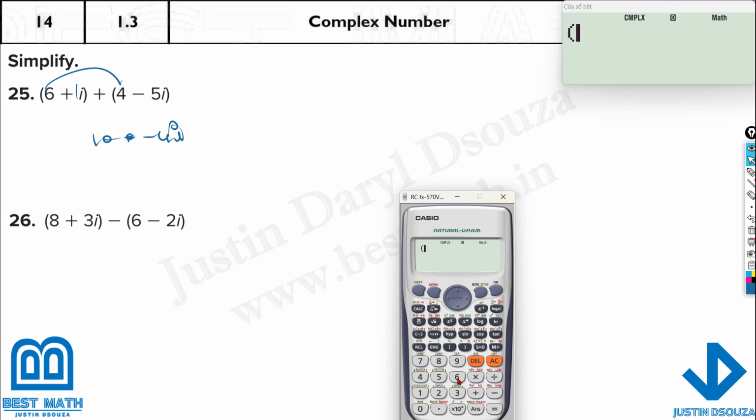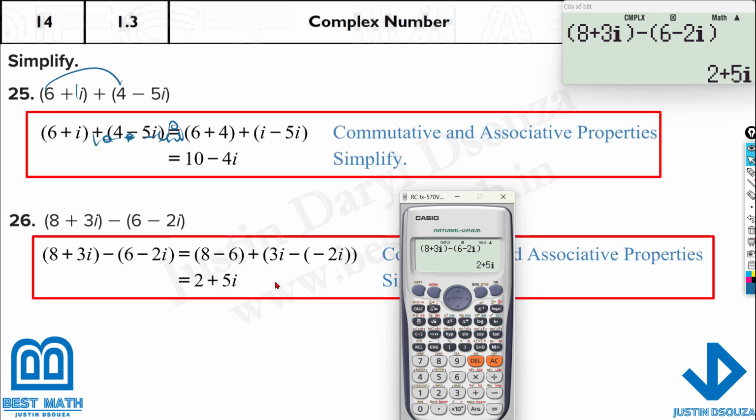How do you do this? Open the bracket, 6 plus i, close the bracket, plus, open the bracket, 4 minus 5i, close the bracket. You don't even need to press shift or anything, you directly get the answer. Directly you can press the i, and that's the answer, 10 minus 4i. What about this one? It's the same thing. Open the bracket, 8 plus 3i, that's by ENG, close the bracket, minus, open the bracket, 6 minus 2 ENG for i. The answer is 2 plus 5i. That's it.